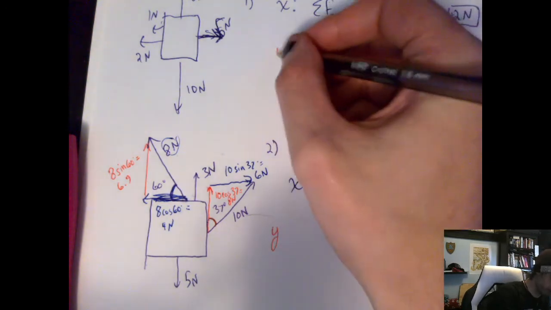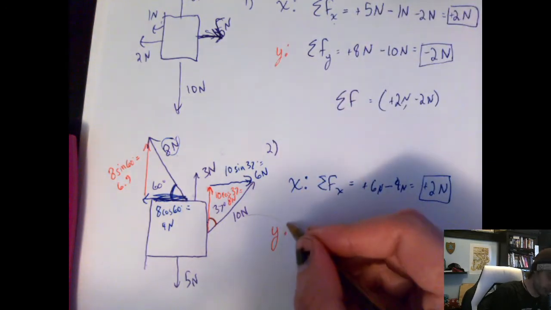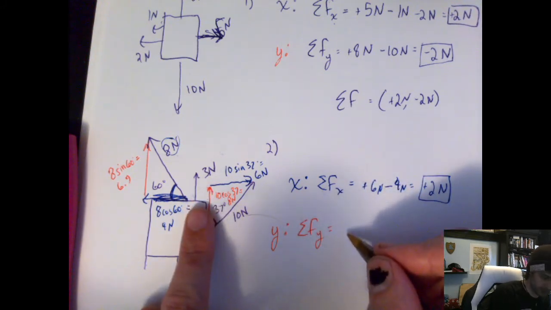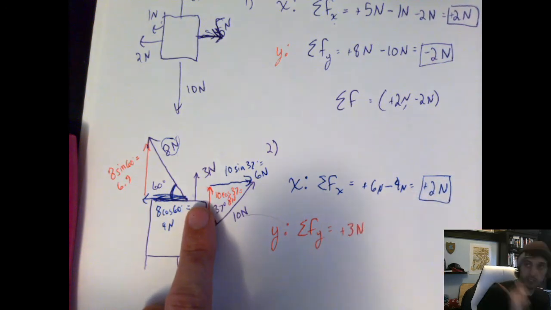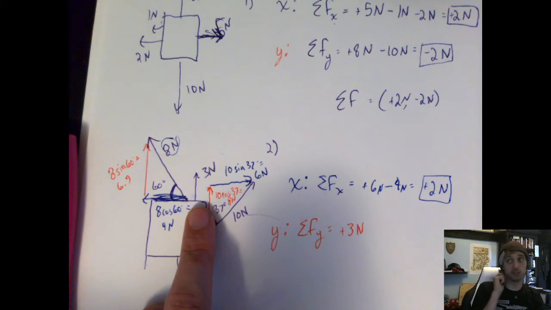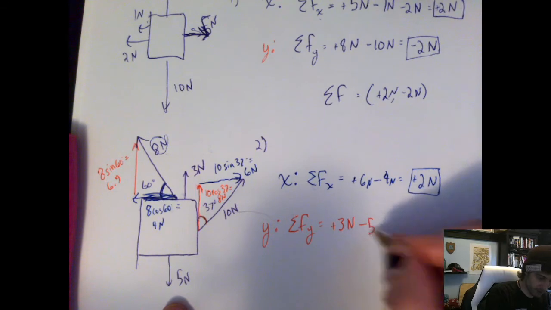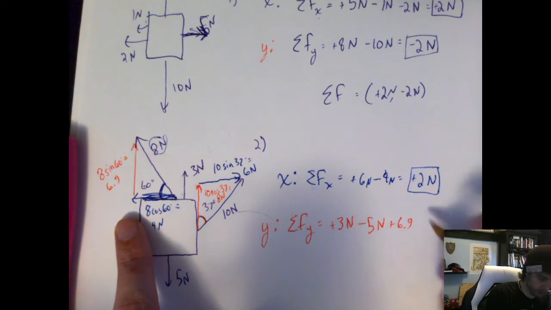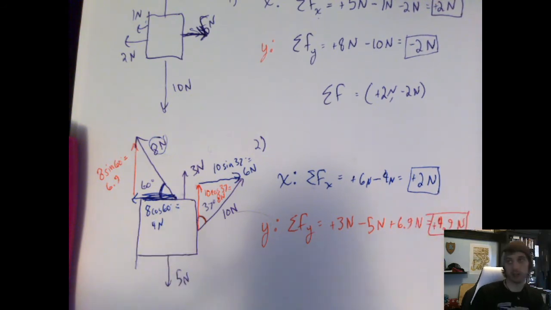For our y direction, our net force in the y direction will equal the plus 3 from this standalone vector that's just going up. We didn't need to break that one into components because it was already in components. It's just up and nothing in the x. Our minus 5 from our vector going down, and our plus 6.9 from our 8 Newton vector going up. 3 minus 5 is negative 2. 6.9 minus 2 is 4.9. So 4.9 newtons going up. And there's our net force.